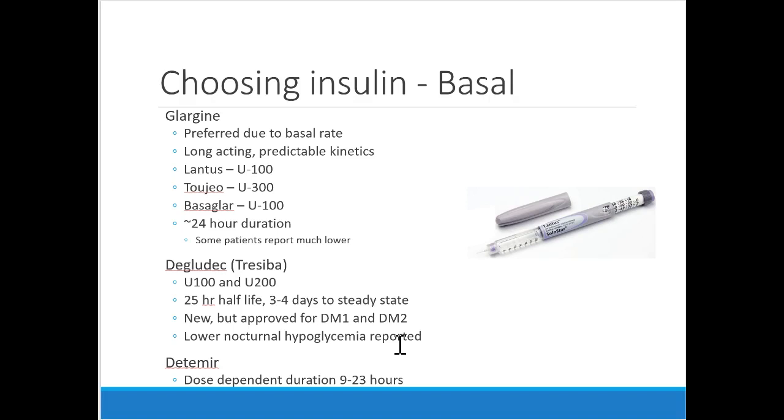Detemir is an older product. Its half-life is less, and it has really variable kinetics compared to glargine and degludec, and it's usually dosed twice daily for most patients. I don't think I've ever seen it once daily.